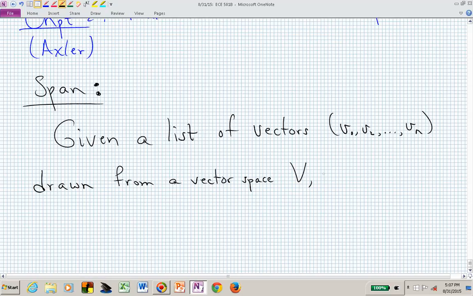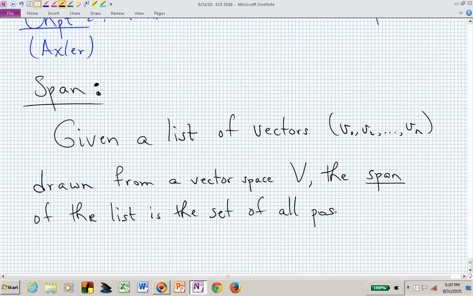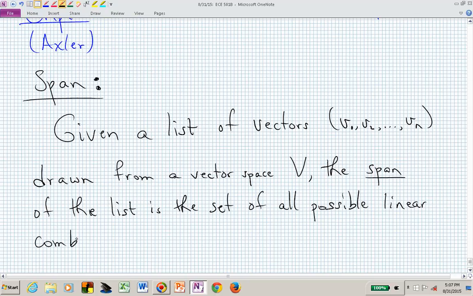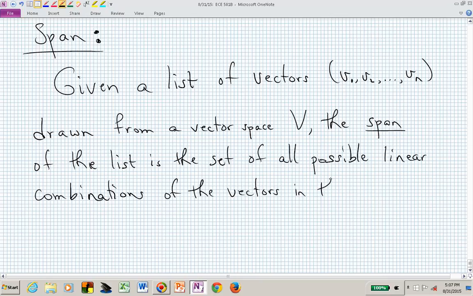Capital V, the span of the list is the set of all possible linear combinations of the vectors in the list.